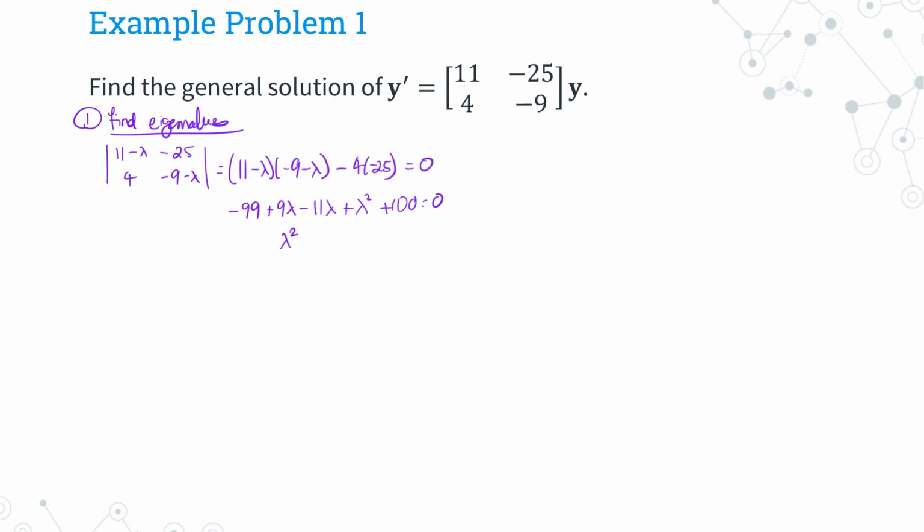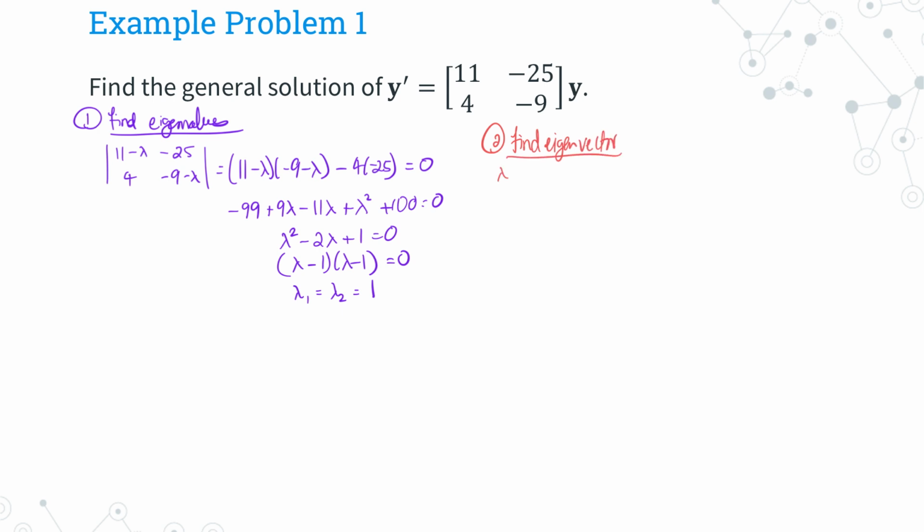And so we end up with lambda squared, and then 9 minus 11 gives us a negative 2 lambda. 100 minus 99 gives us plus 1. So here we have lambda minus 1 times lambda minus 1. So we do get that repeated eigenvalue, lambda 1 and lambda 2 both being 1. So let's find the associated eigenvector for our particular eigenvalue. So step 2, let's find our eigenvector.